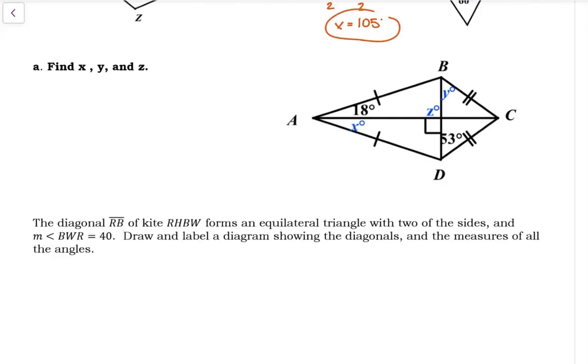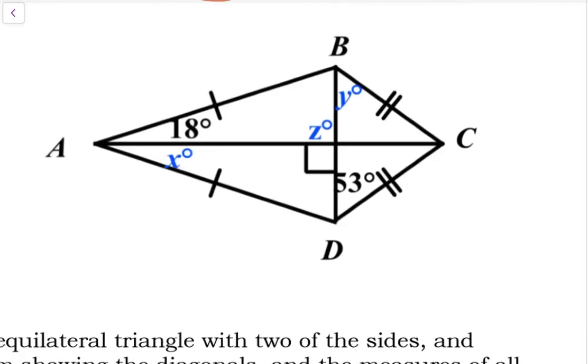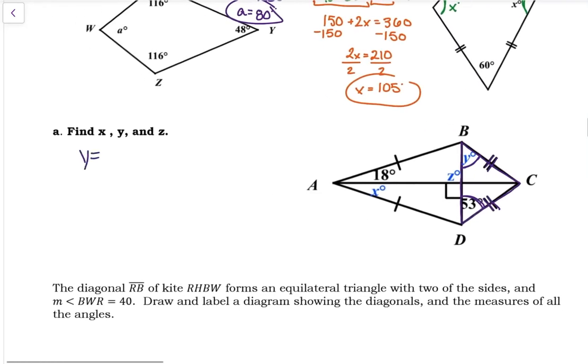Okay, we're almost done. We've got this last one here. Since we know that this is a kite, just need to find x, y, and z. Let's start with y. This triangle right here that I'm outlining in purple is an isosceles triangle. I can tell it's an isosceles triangle because it has two congruent sides. Now remember, isosceles triangles have two congruent base angles. My base angles in this case are going to be this one and this one. So which means y is going to be equal to 53 degrees.